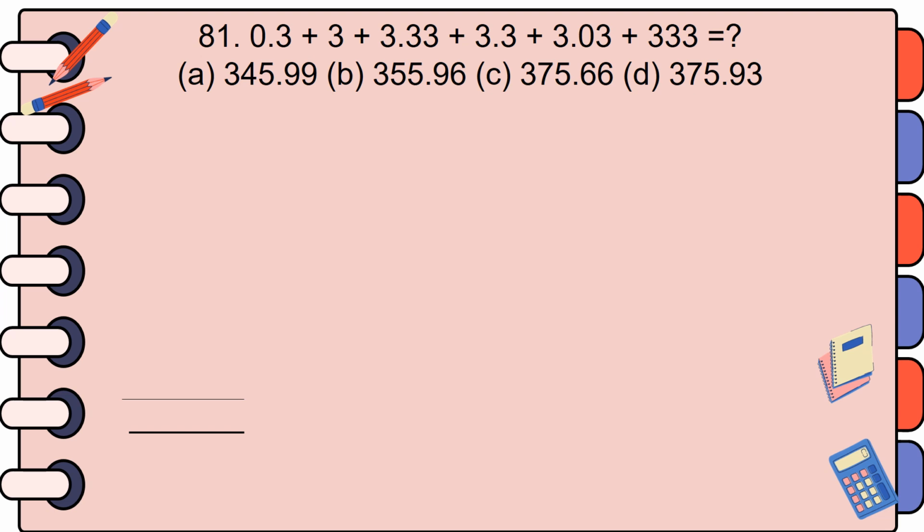Question number 81. There are decimal numbers and whole numbers, and you are going to find the sum of all these decimals and whole numbers together. So we have 0.3 plus 3 plus 3.33 plus 3.3 plus 3.03 plus 333. How can you calculate the sum of all these numbers? Try it on your own and get the answer for this question.